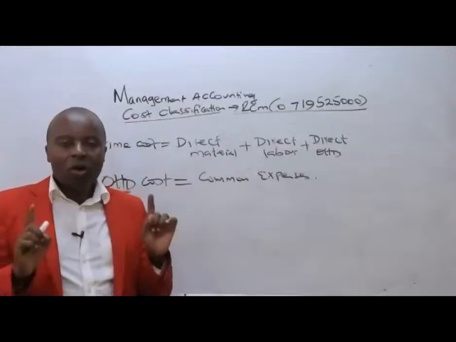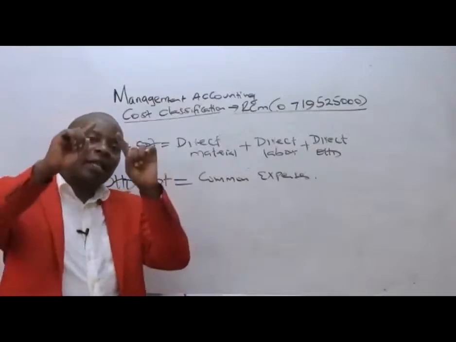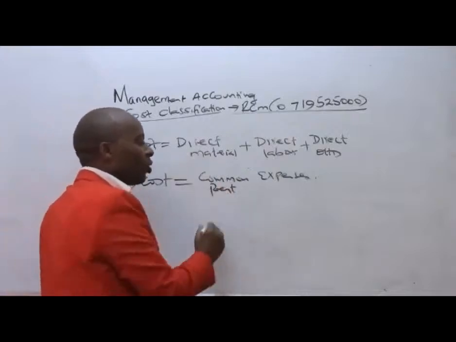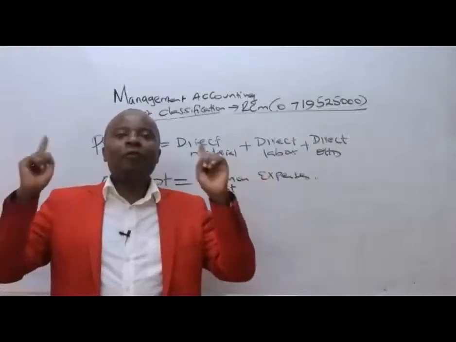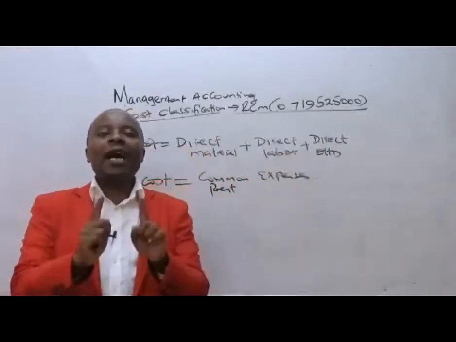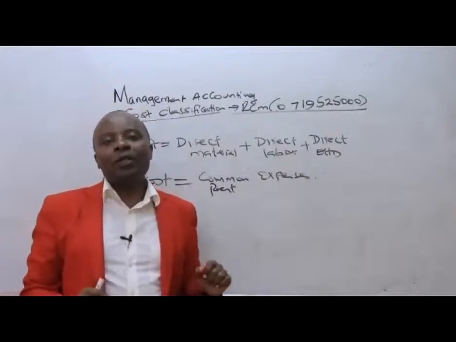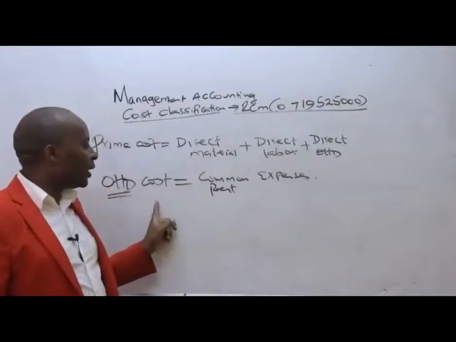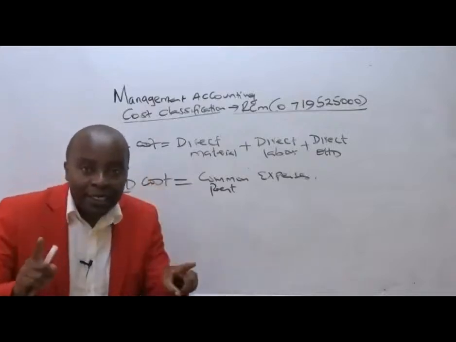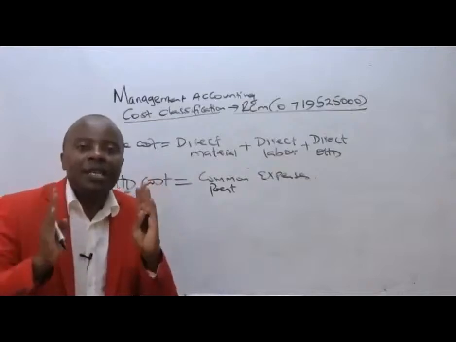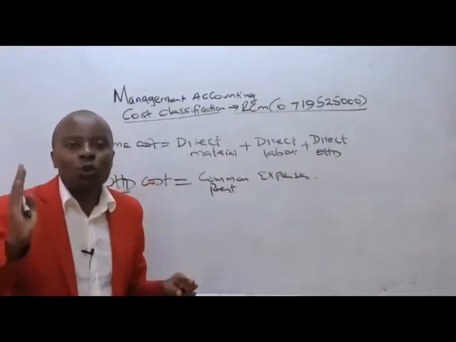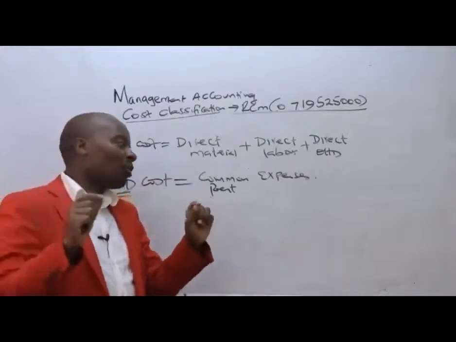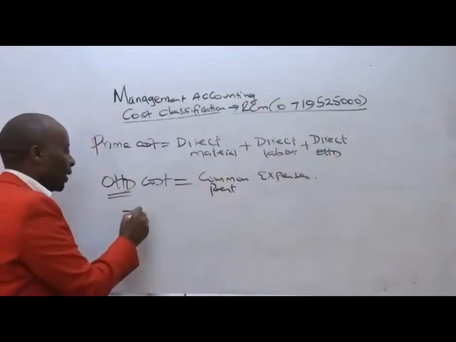Overhead costs, I'm repeating again, these are the common expenses, like rent. Rent is an overhead cost that we are incurring for the benefit of all the students of RCM College. At the end of the day, we shall be seeing that these overheads, for pricing purposes, must be apportioned to the units that are benefiting directly, so that we'll be able to establish what we call cost per unit.